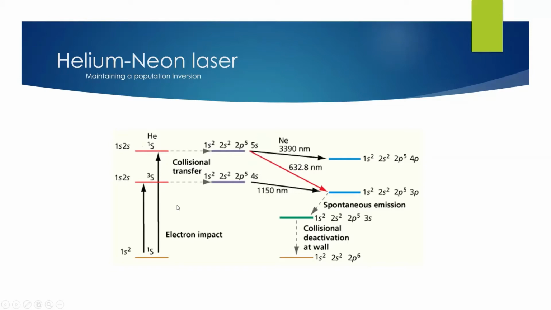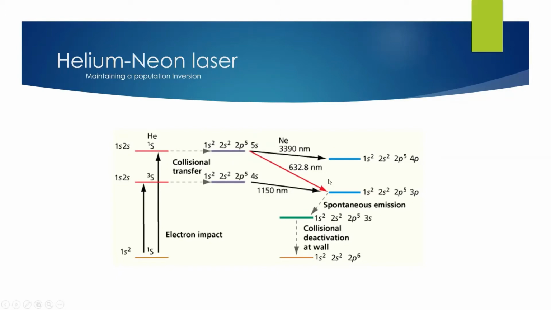The triplet state is not interesting. It does not correspond to a lasing transition, but the 5s state does. So the 5s state here can transition into a 4p or a 3p state. The 4p state releases very little energy, and again, this is going to be an IR light that's not consistent with being amplified by the laser. However, the transition from the 5s state to the 3p state is consistent.